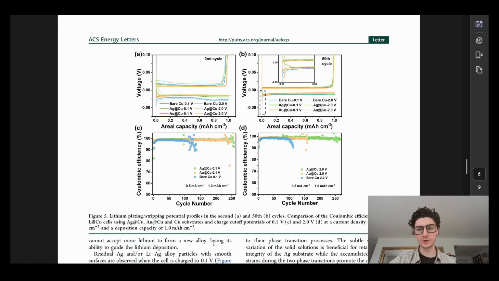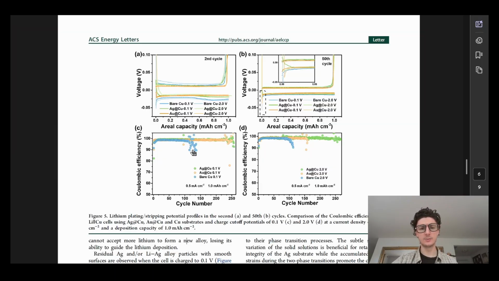Comparison of the Coulombic efficiency of the lithium copper cells using silver at copper and gold at copper, and copper substrates, and charge cutoff potentials of 0.1 volts, 2 volts at a current density of 0.5 milliamps per centimeter squared, and deposition capacity. Okay, very interesting because they have three types of... They created a lithium copper cell.